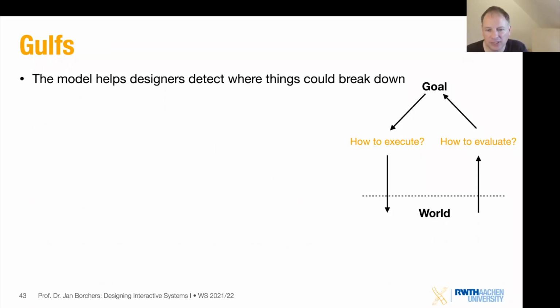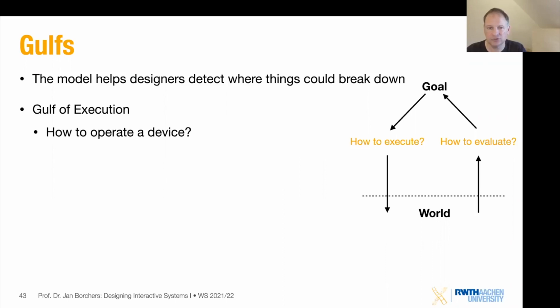And the model helps us as designers understand where things could break down, and thereby design new interfaces and interactions by rethinking existing gulfs. So this can lead to innovative designs.